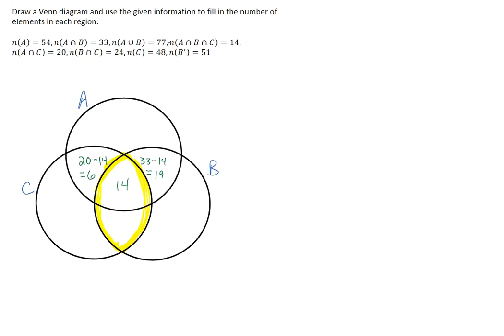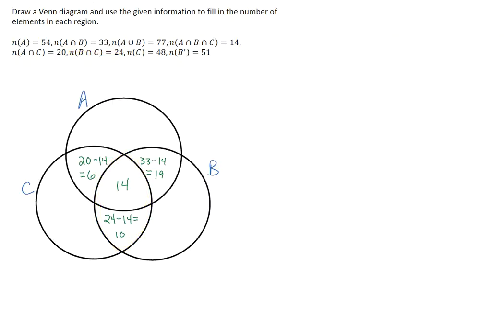Now with the intersection of C and B, as I scan through my information, it's going to be this next one right here. They have it listed as B and C because of an obsession with being alphabetical. But same idea, right? So what that is, they're saying that the cardinality of B intersection C is 24. So what I want to do is take 24 minus 14, and that's going to equal 10 for that region.